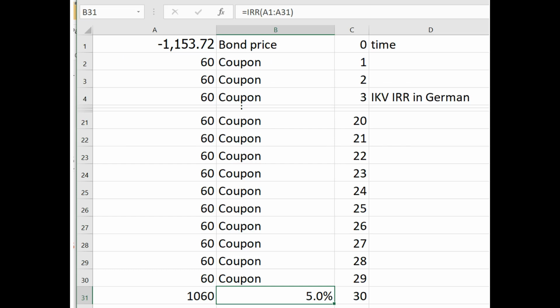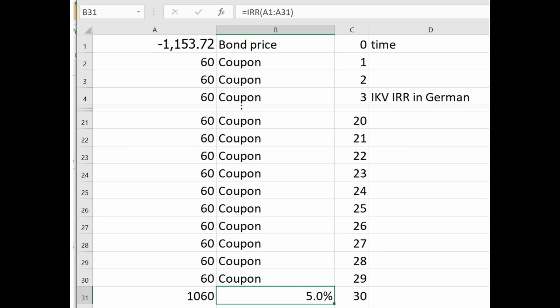6% of the 1,000 is 60 euros. Next 6 months, now we are up to a year, they give us another 60. We write all these 60s for the life of the bond. This is a 15-year bond, so we have to write 30 of them. And at the end, not only do they pay us the 60 euro interest, they give us our 1,000 back because this is a 1,000 euro bond at maturity.